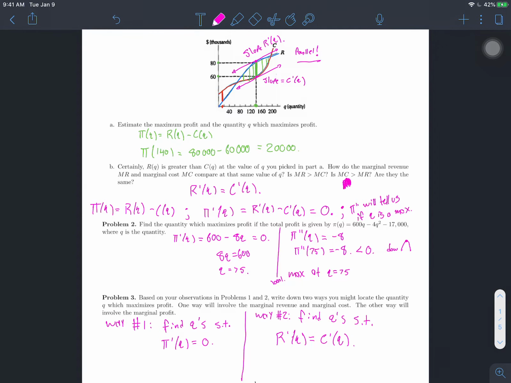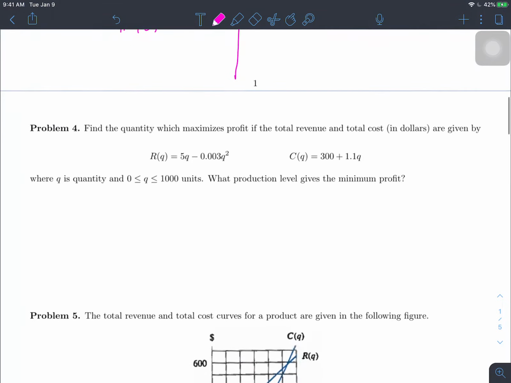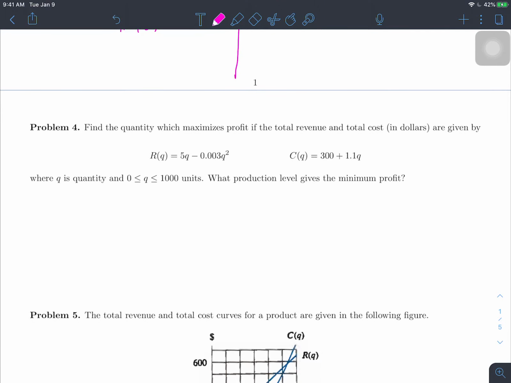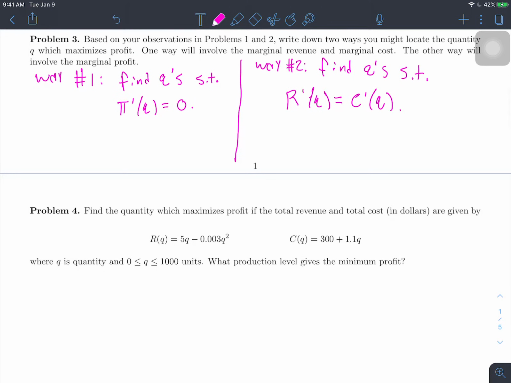Okay, we'll keep on trucking with more examples then. All right, we're supposed to find the quantity which maximizes the profit if the total revenue and total cost in dollars are given by these two functions. So let's use way number 2. I mean, it's basically just way number 1, right?